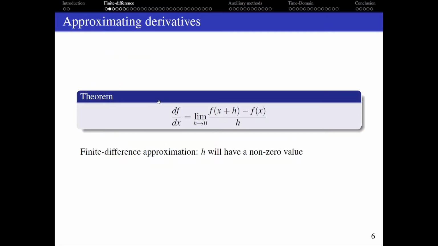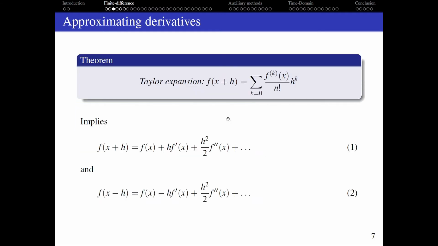How do we get this? So here we have the definition of the derivative. To get the derivative, you take 2 points on a curve, you get them closer and closer, you divide the difference by the distance, and you get the derivative. In the case of the finite difference approximation, we will have exactly this, except that the value h here is not going to be 0 anymore, but it will have a finite value. So let's try to derive that.